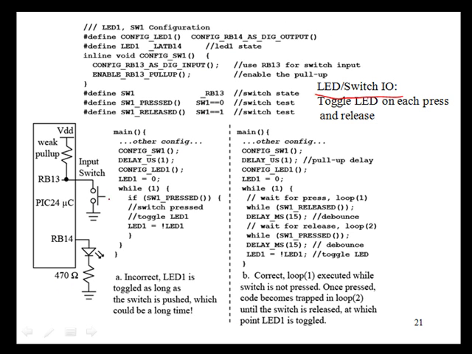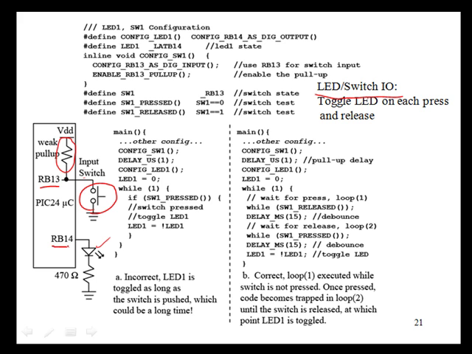This example is going to use a push button switch to control the state of an LED. If the LED is on, then when we press and release the switch, the LED will be turned off. If the LED is off, then when we press and release the switch, it will be turned on. A couple of things about the configuration. Here we're using RB13 for the switch input, and we're going to enable the internal weak pull-up so we do not need an external pull-up resistor on this push button switch.